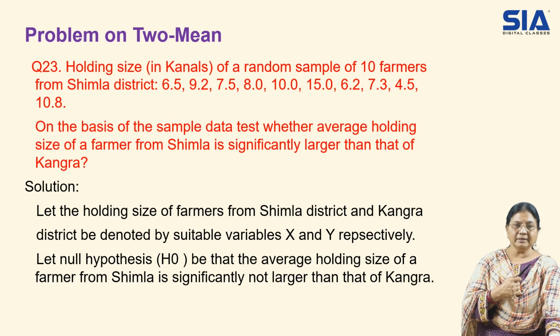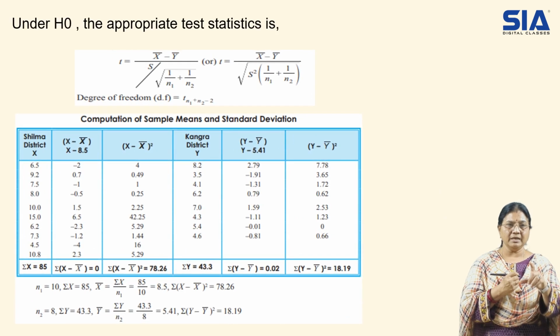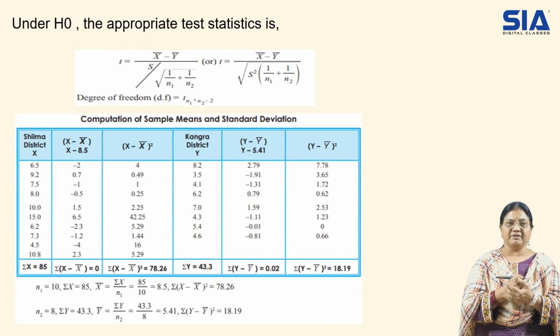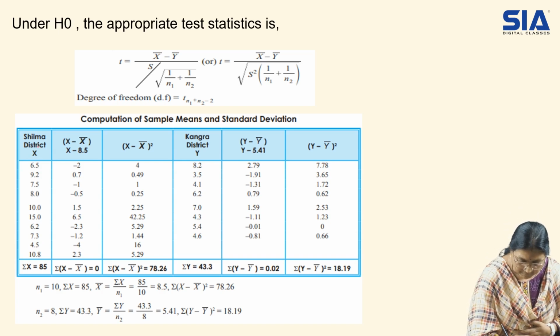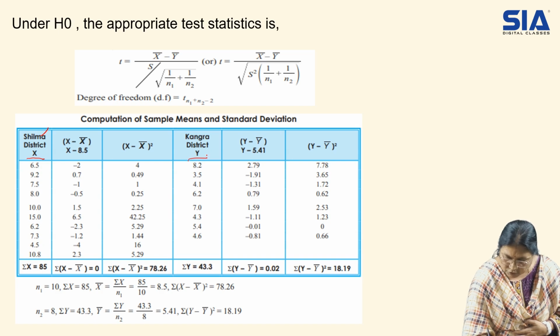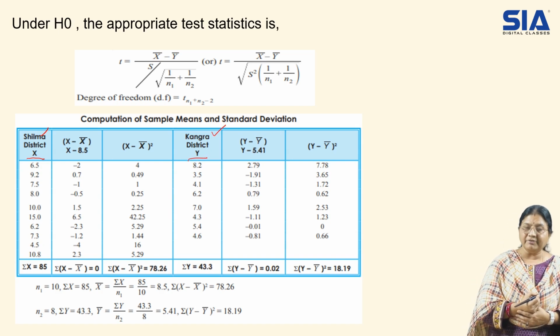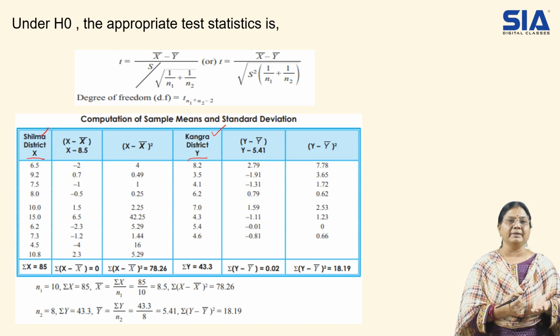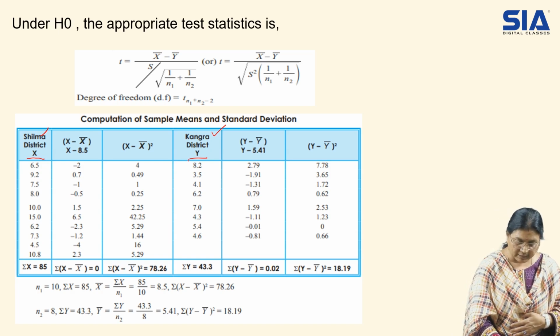Now let the null hypothesis, that is H0, be that the average holding size of a farmer from Shimla is significantly not larger than that of Kangra. Here you can see the data given for Shimla district and Kangra district, which was missed in the previous slide. These are the X values of Shimla district, and Kangra we are terming as Y, and Shimla we are terming as X. So all the values are given here.